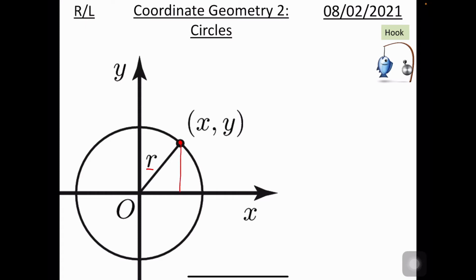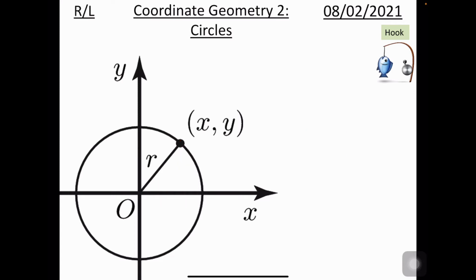If I draw a right angle triangle, then the height of the right angle triangle is y, and the base is x. So now, using Pythagoras' theorem, I'm going to write x squared plus y squared equals r squared. Now you might recognize that as the equation of a circle, or the general form of the equation of a circle.